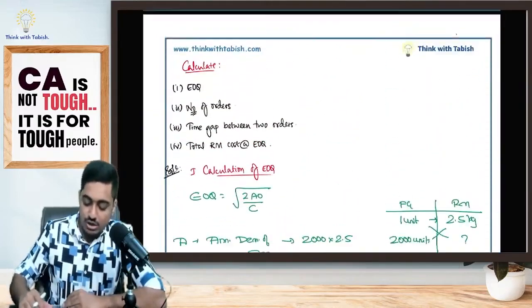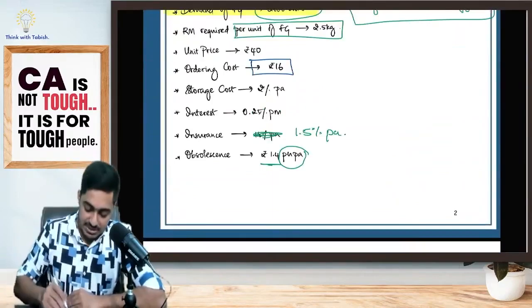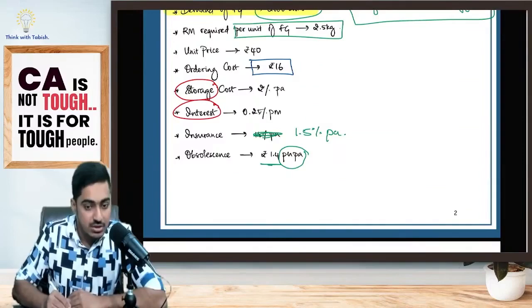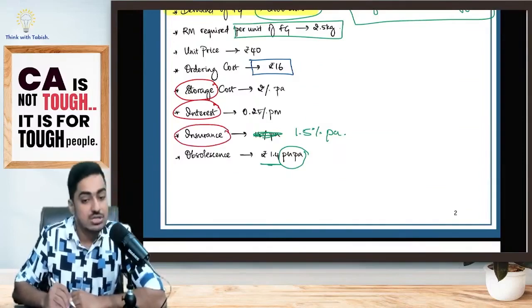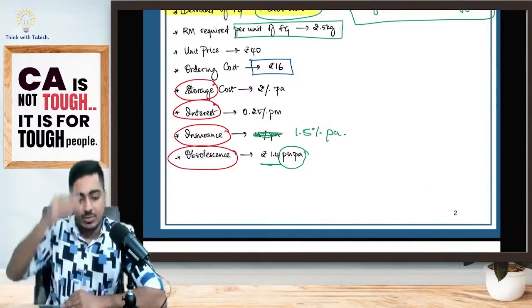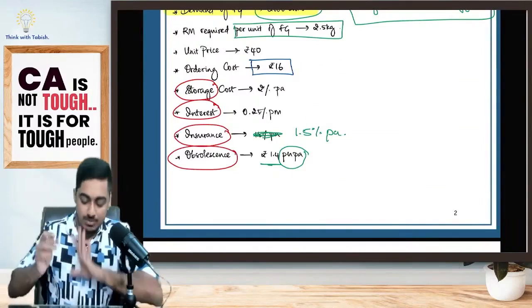Now what all is included in carrying cost? Tell me, students, whether storage is carrying cost? Yes, sir. Interest is also carrying cost? Yes, sir. Insurance is also carrying cost? Yes, sir. Obsolescence also carrying cost? That is also included. That means all four I have to include. I'll take them one by one.